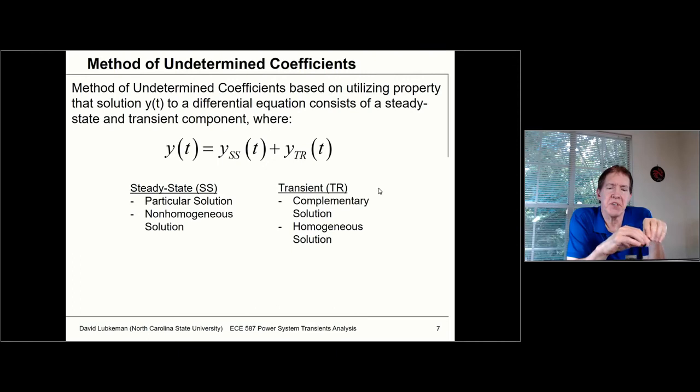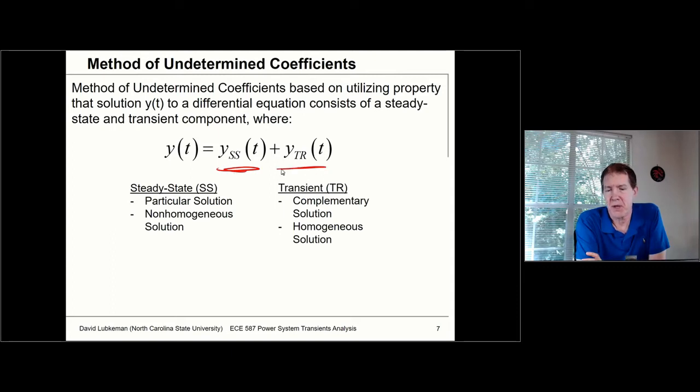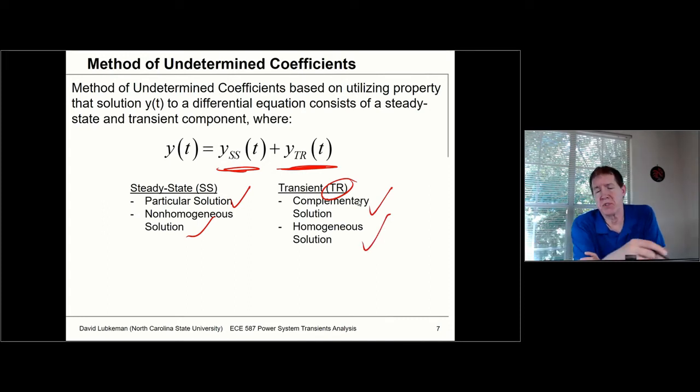This makes use of the property that when we're solving these equations, and let's suppose we're solving for y, where this could be a voltage or a current, the solution has two parts. There's the steady state part, sometimes referred to as the particular solution or the non-homogeneous solution. And there's another, transient part, sometimes referred to as the complementary solution, also called the homogeneous solution.